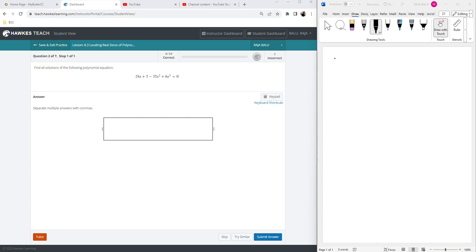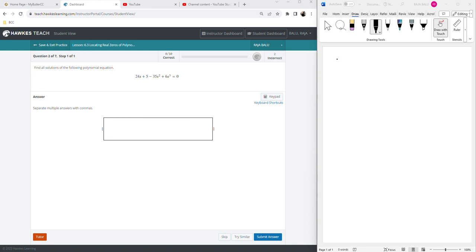So in this example, we have to solve this polynomial equation and find out what the roots are. And we generally rely on the rational zero theorem and synthetic division to find the actual zeros. Sometimes we can get lucky and use factoring by grouping.